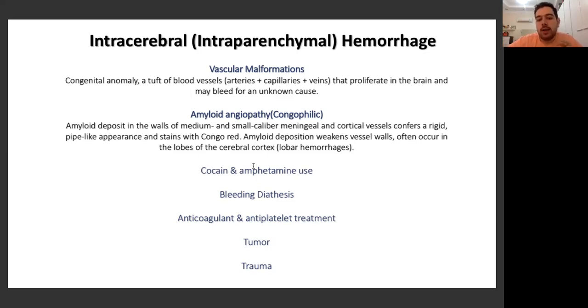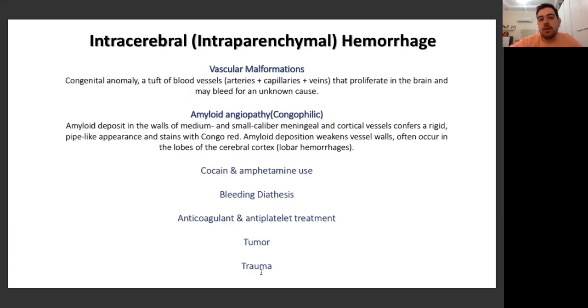We said that cocaine and amphetamine can either lead to severe ischemia, causing an ischemic stroke, or sometimes even lead to hemorrhage. Any bleeding disorder can lead to a hemorrhage, and chronic use of anticoagulation, if it is not monitored very well, can lead to hemorrhage as well. A tumor can sometimes be very vascular, so it can rupture at any time and lead to hemorrhage, and even a trauma to a vessel can lead to a rupture of the vessel and intraparenchymal hemorrhage.